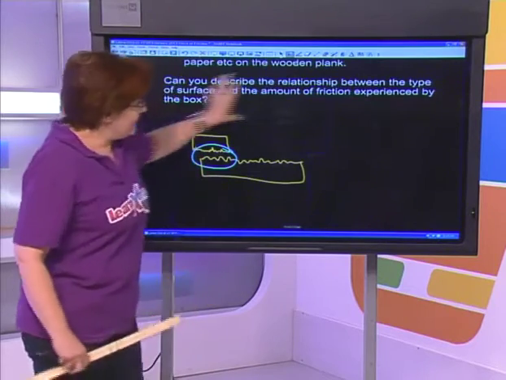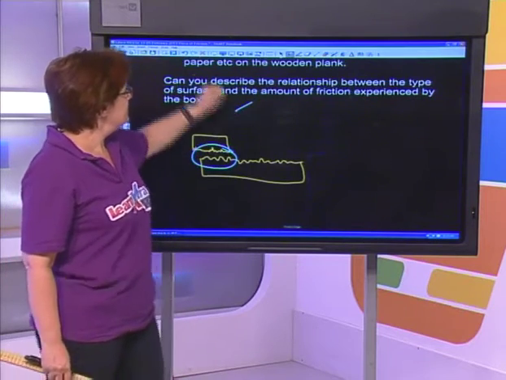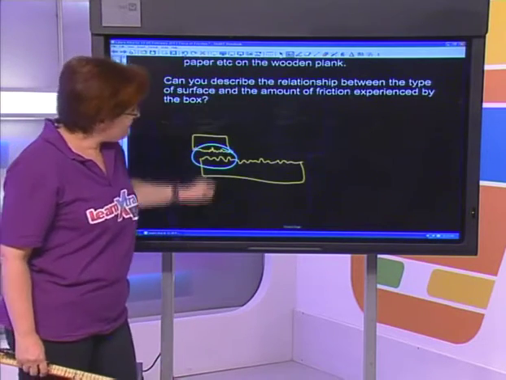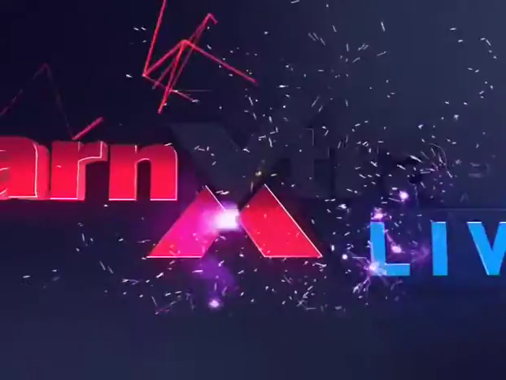So the relationship between the type of surface and the amount of friction experienced by the box is that the rougher the surface, the greater the amount of friction.